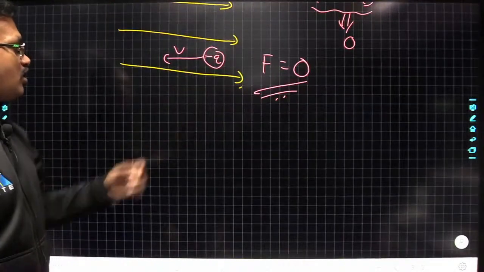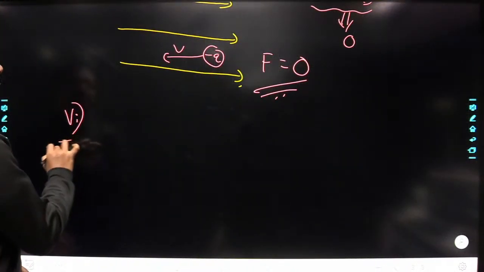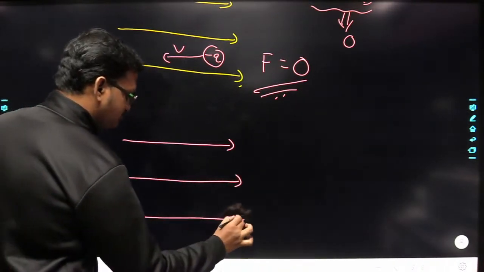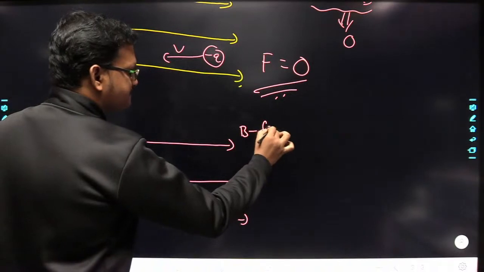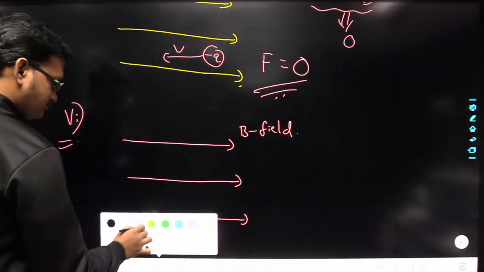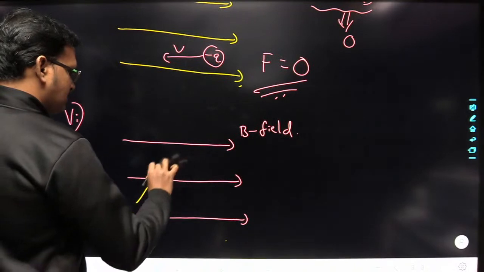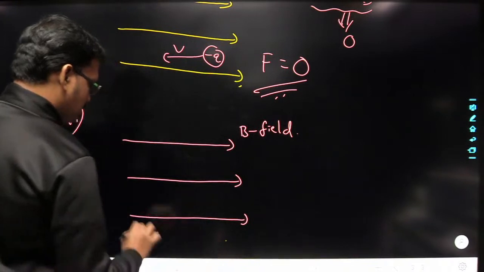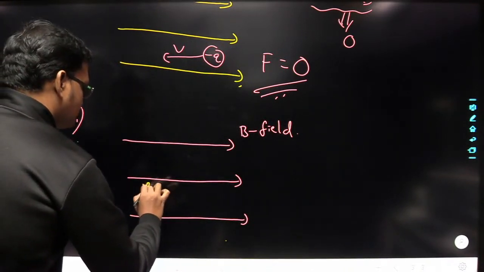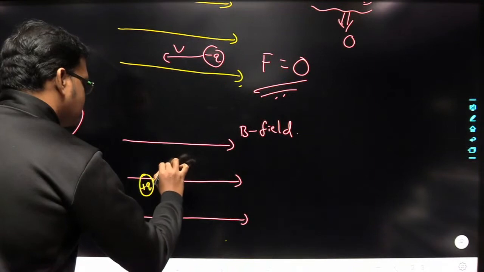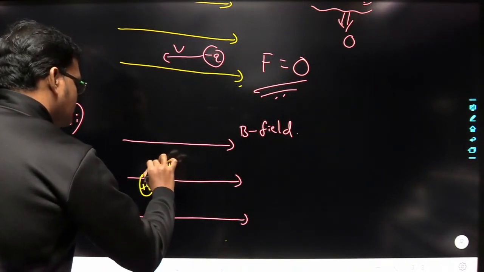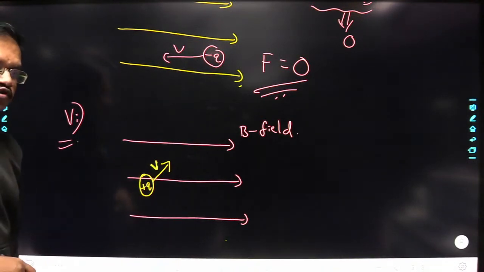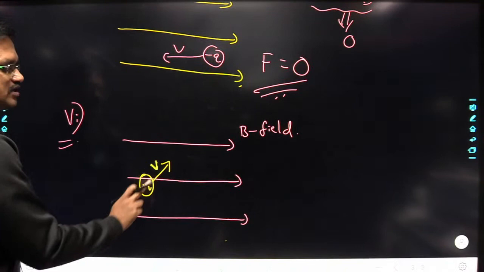Last and final here. Now same here, I am considering the B field. So this is the B field. Now let us assume plus q charge is moving with velocity in this direction. Then what is the resultant force direction? Tell me. It is moving with velocity in this direction here.